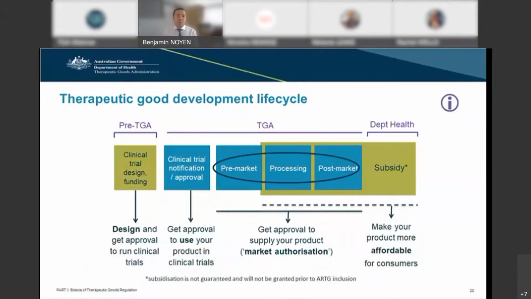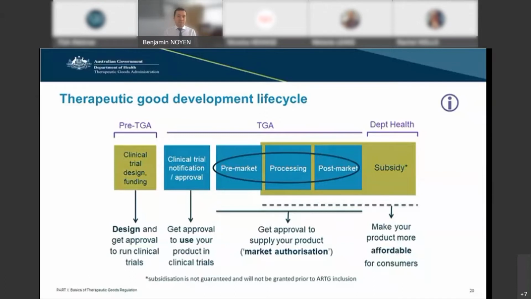Let's move on to market authorisation or approval to supply your product. Market authorisation has 3 stages. First is the pre-market step, where you compile data and information about your product and include any clinical data you have collected. If you have a low-risk medicine, like a listed complementary medicine, you don't need to provide clinical data with your application. However, you must hold evidence to back up any claims you make about your product and provide it later if we ask.